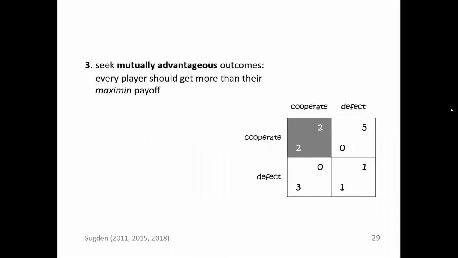That leads to another suggestion, which is that team reasoning players seek outcomes that are mutually advantageous. One idea for what counts as mutually advantageous is that every player should get more than their maximin payoff in the game. A maximin payoff is a payoff that a player can guarantee for themselves individually, irrespective of what other players in the game might do. In the prisoner's dilemma game, it is the payoff 1 to both players because that's what they can guarantee for themselves by defecting. So that makes mutual cooperation the only mutually advantageous outcome in this game.